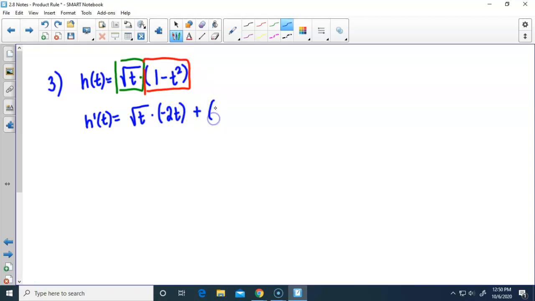You'll have g of x, which is 1 minus t squared, and then the derivative of square root of t. Remember, the square root of t is the same as t to the 1/2 power. So when you take this derivative, you're going to have 1/2 t to the negative 1/2. So you just multiply out front by the 1/2, and then subtract 1 from your exponent, which is going to give you negative 1/2.